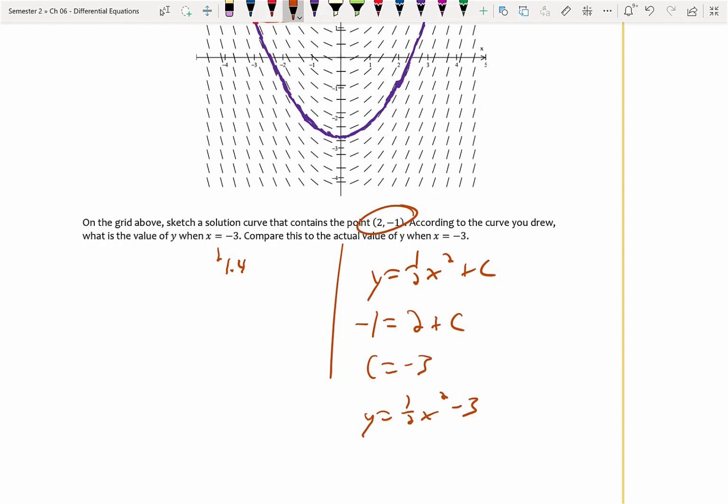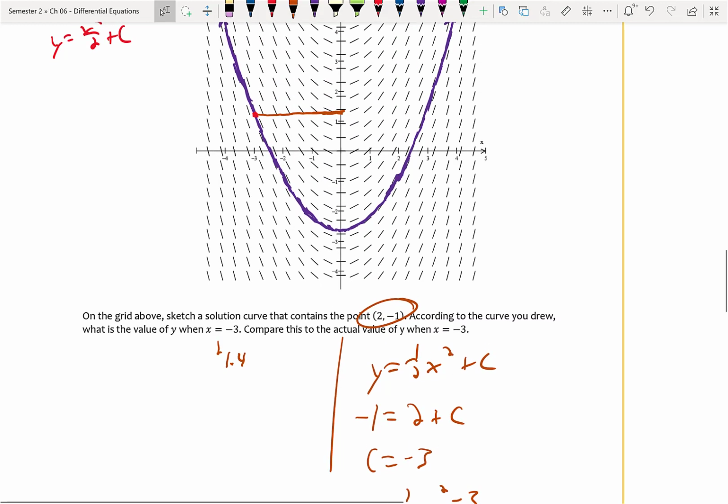So the actual value, if I say what is y when x is equal to -3, the actual value is 9/2 minus 3, or 9/2 minus 6/2. The actual value is 1.5. Wow, I got so off. So I thought it was not too bad. I must have curved back up to compensate. You can use some tips on this: if you know 2, -1 is a solution, you know -2, -1 is a solution, and go from there.